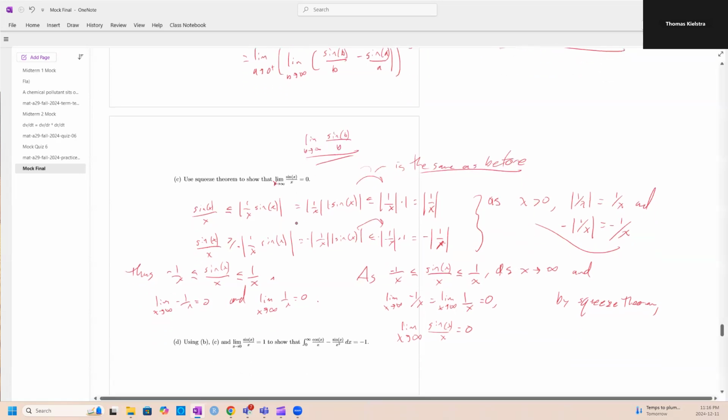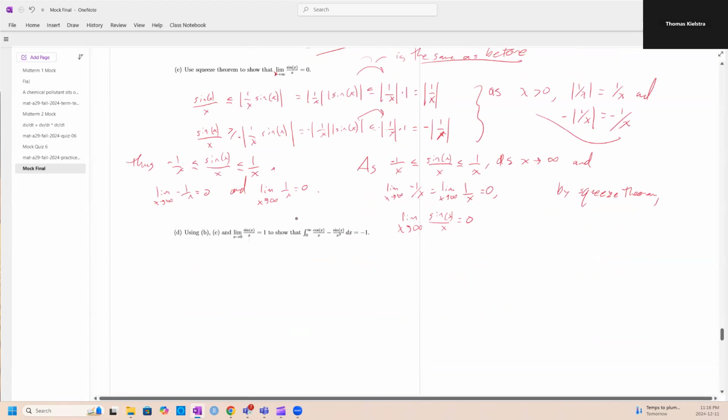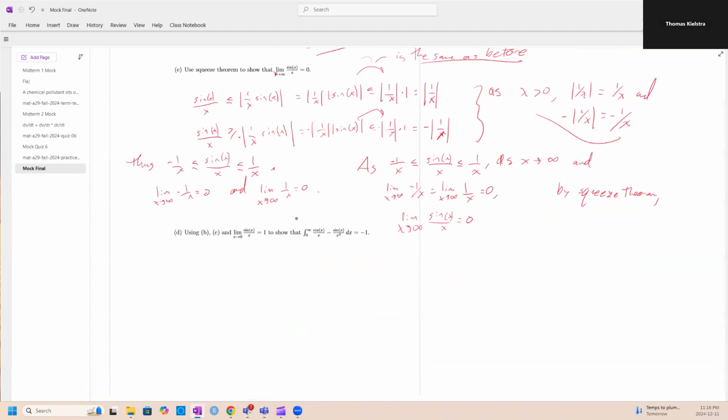Either works. Combining this, we need to use these three to show our limit equals -1. So the integral from 0 to infinity of cos x over x minus sine x over x squared dx equals the limit as b approaches infinity of sine b over b minus the limit as a approaches 0 from the positive of sine a over a, which equals 0 minus 1, which equals -1. We have our solution.